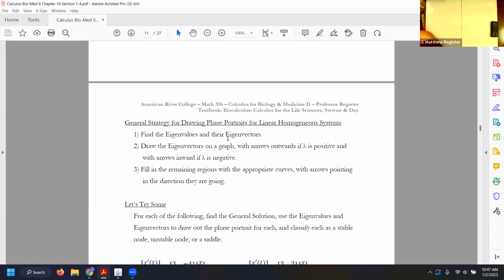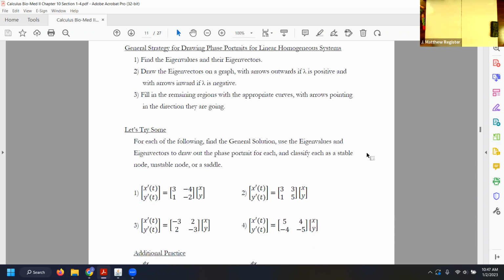And so here's the general strategy for drawing phase portraits for linear homogeneous systems. Find the eigenvalues and the eigenvectors. Draw the eigenvectors on the graph with arrows outward if lambda is positive, and with arrows inward if lambda is negative. And then fill in the remaining regions with the appropriate curves with arrows pointed in the directions they are going.